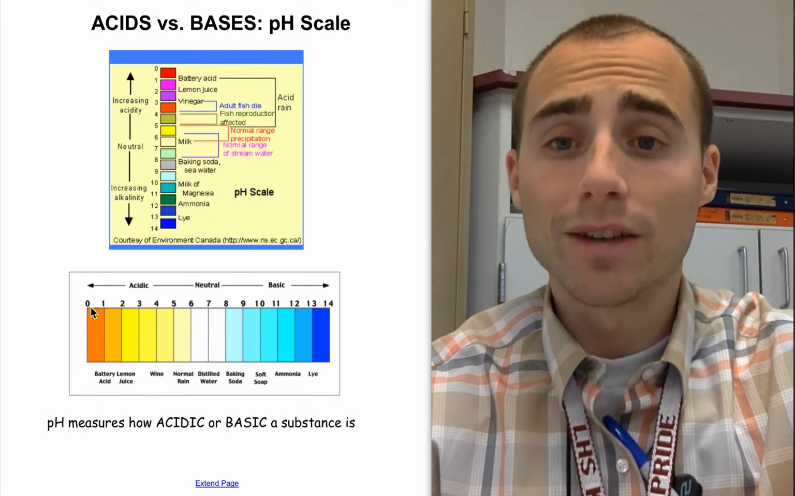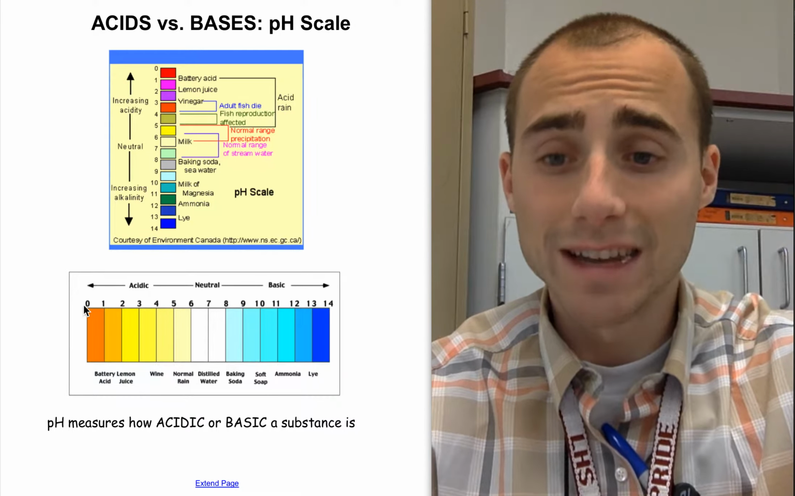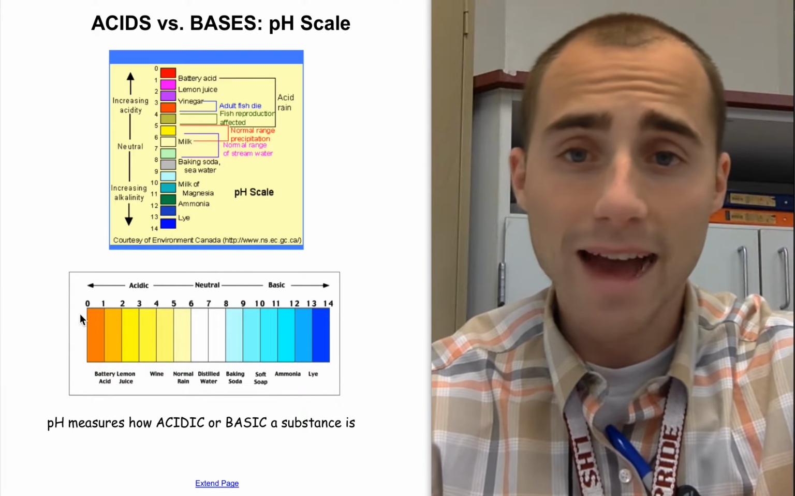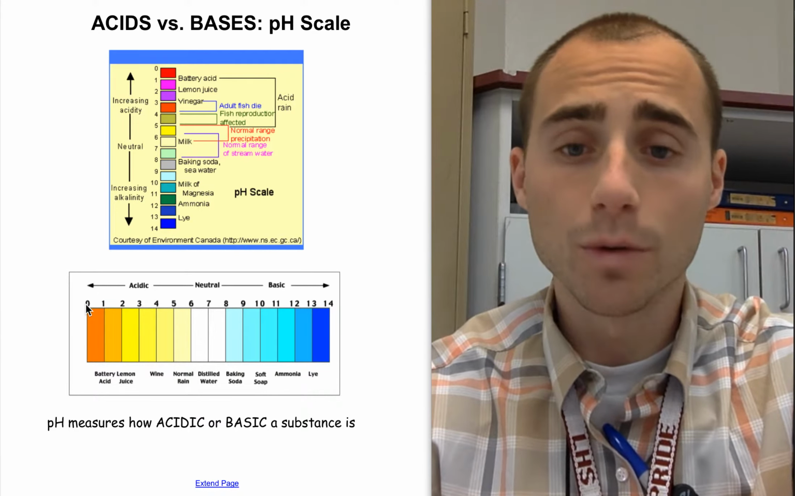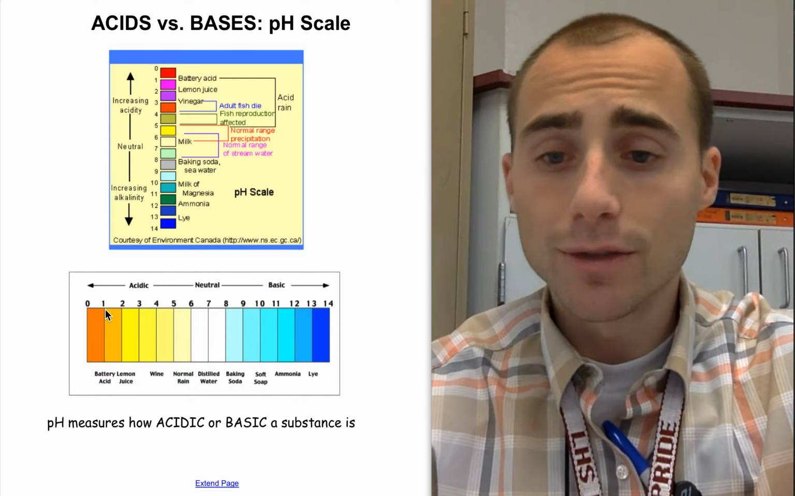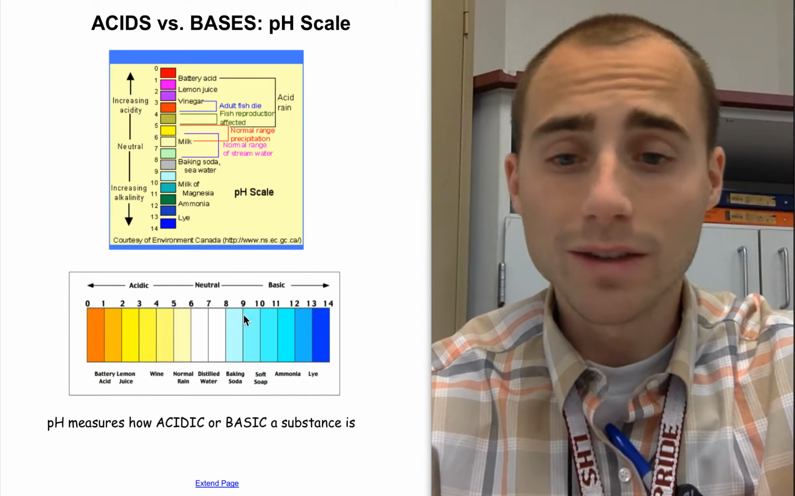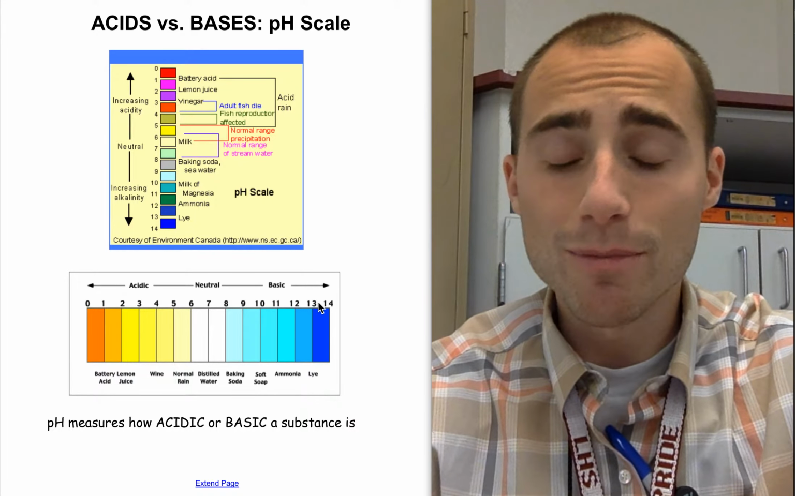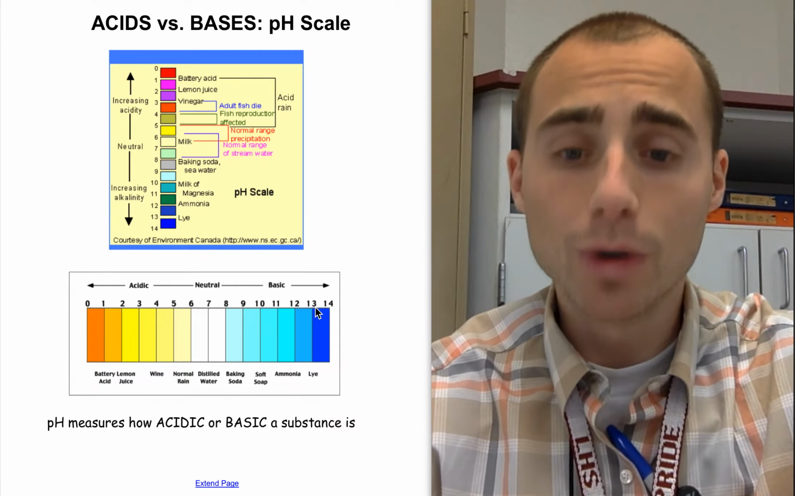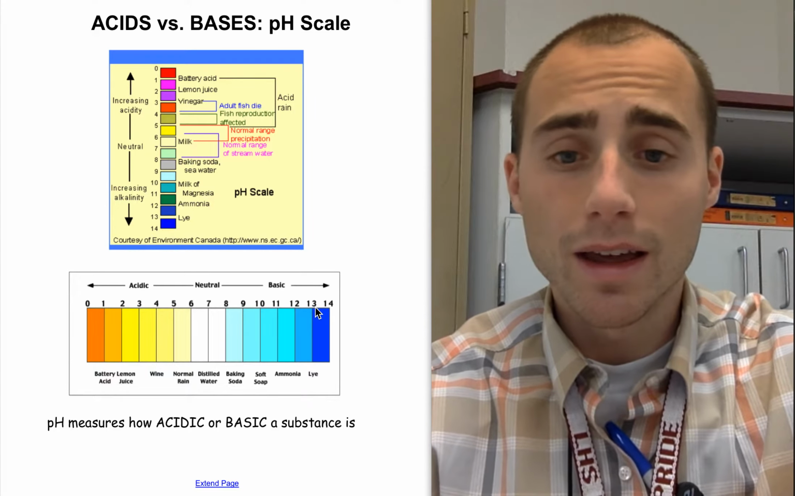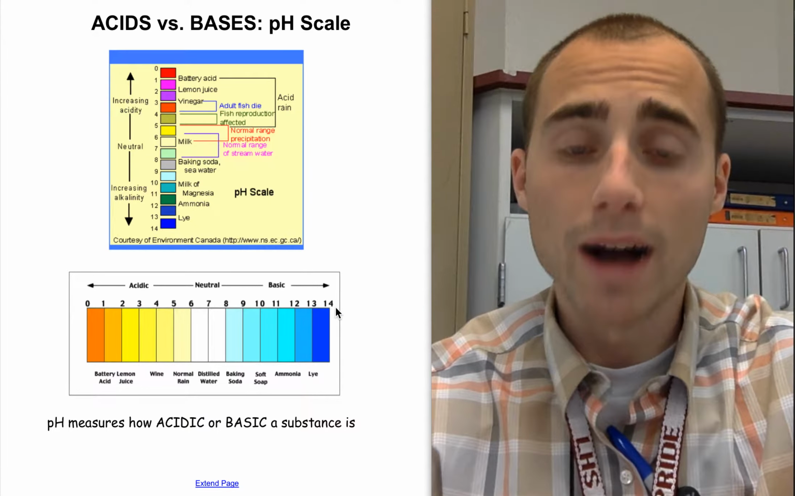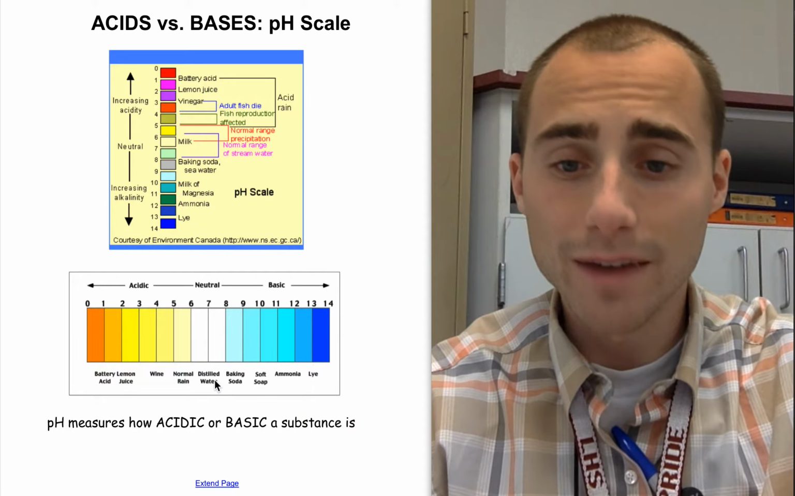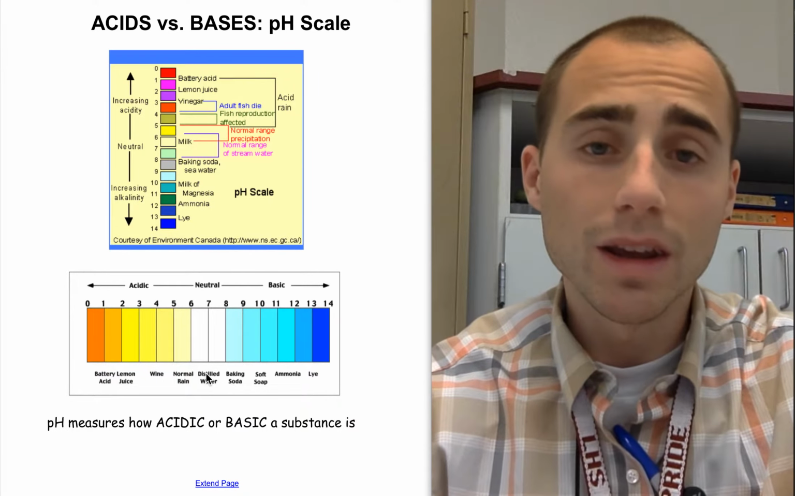0 is extremely, extremely acidic. That is the strongest, most concentrated acid you could possibly find would be 0. As you progress, as the numbers increase, you get more and more basic. So by the time you get to 14, that is the most basic solution you could possibly have. Now you can see here in the middle, around 7, that is going to be neutral.